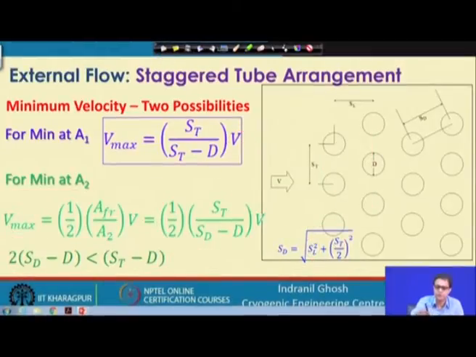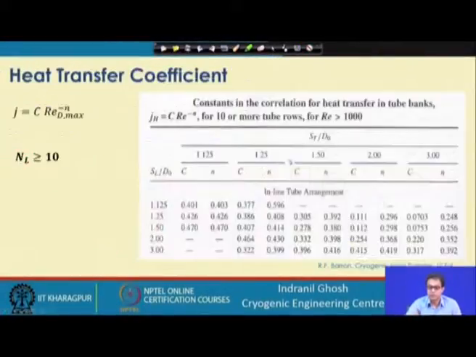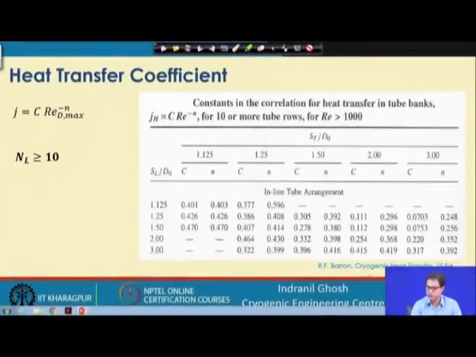So, up to this part we have learned, and now once we have calculated the maximum velocity, we can calculate the Reynolds number, and once we know the Reynolds number, we would be able to find out the heat transfer coefficient. Generally, this has been taken from Barron's Cryogenic Heat Transfer book.